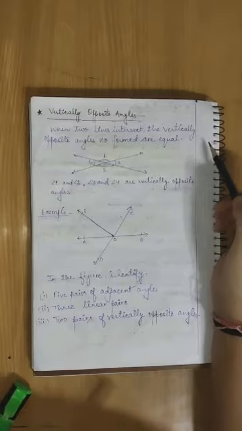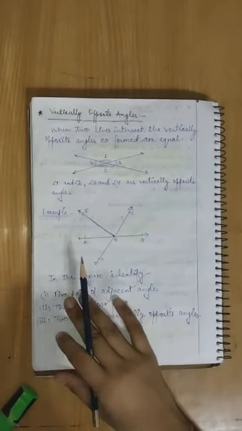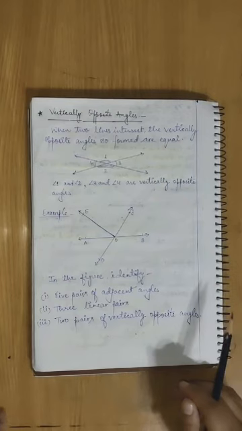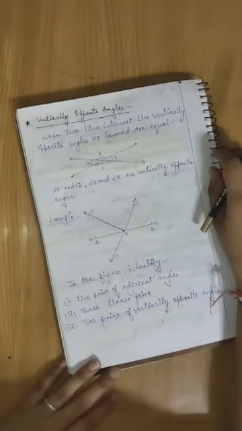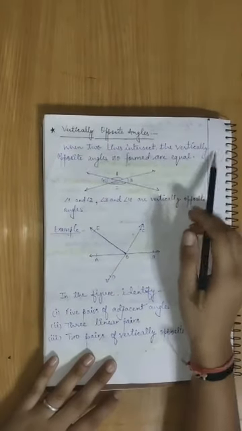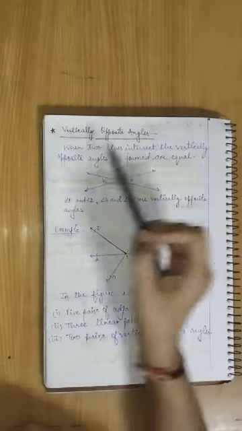Okay, good morning everyone. In the previous class we have already studied complementary angles, supplementary angles, adjacent angles and linear pair. We all already know about acute angle, obtuse angle, reflex angle, right angle, straight angle. Okay, so now we will move on to the next topic, that is vertically opposite angles.